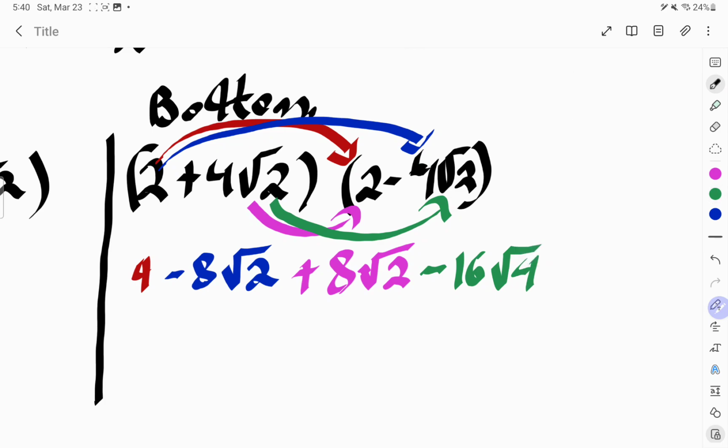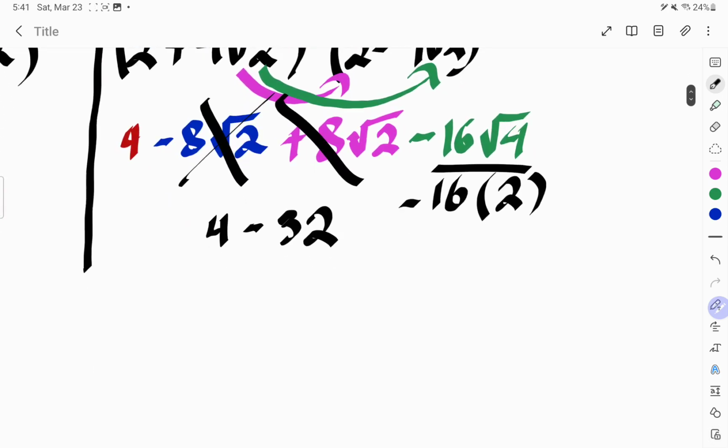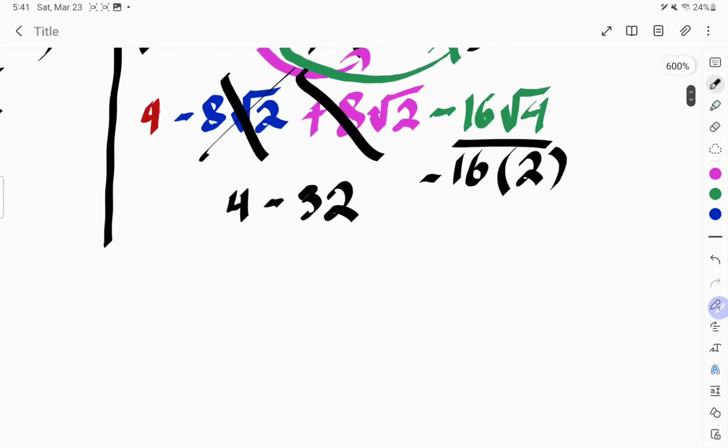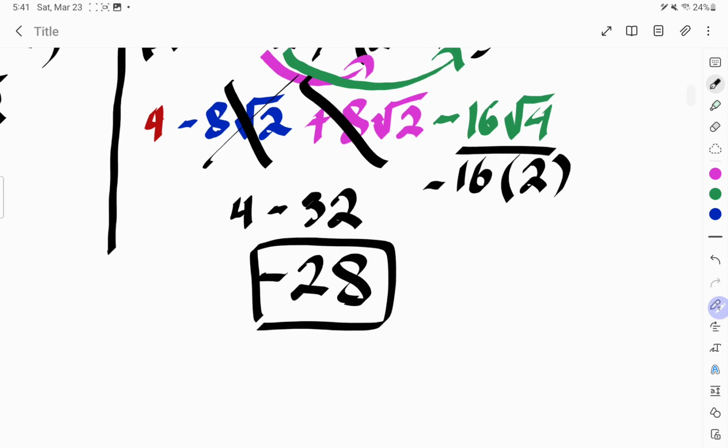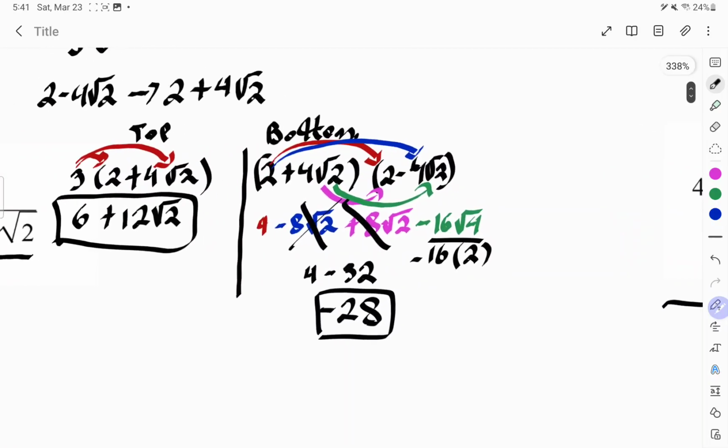Now, all I have to do is combine like terms. Now, this guy and this guy cancel out each other. So the only thing I need to worry about is the 4 and whatever this is going to be. Now, the square root of 4 is 2. Negative 16 times 2 is negative 32. And guess what? If I add them, what I'm going to get is negative 28. That's what's going to go on the bottom. All that work for nothing, and this is going to be what's going to go on the top. All that work, so much work.